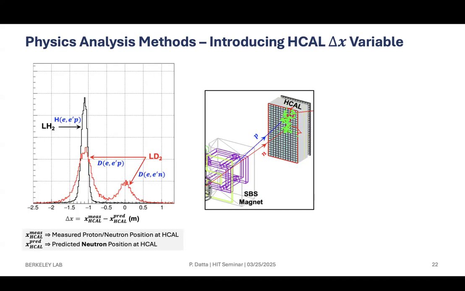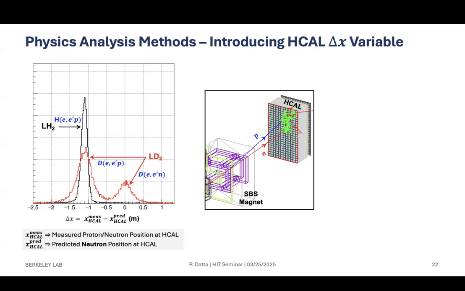So when you plot this variable for hydrogen data, we get a sharp peak away from origin, and that is expected because the proton tracks do get bent by the SBS dipole magnet. But remember, our calculation of the predicted nucleon position always assumes that the scattered nucleon is a neutron, so it should not get bent.